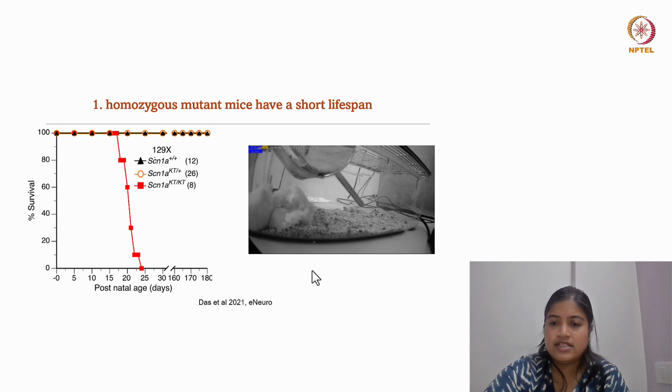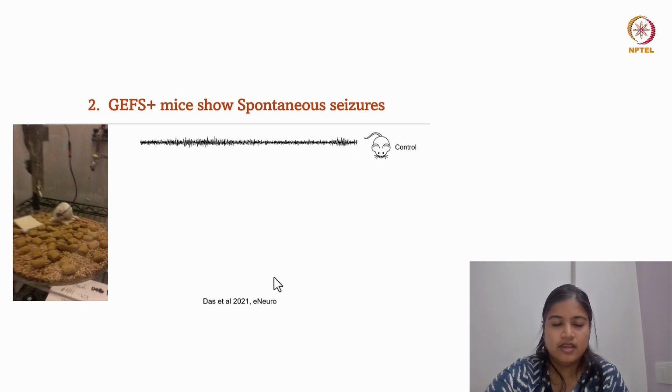And we found that if a mouse is having several of these seizures, one of the seizures would result in death. This is known as SUDEP, or sudden unexpected death due to epilepsy. So homozygous mice were dying after having repeated spontaneous seizure episodes. We also found that GEFS plus mice have spontaneous seizures.